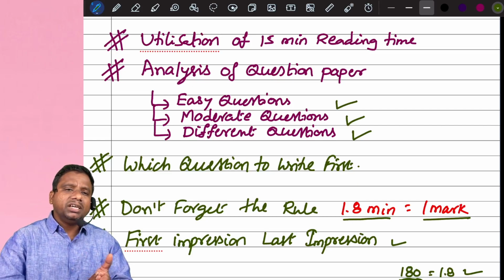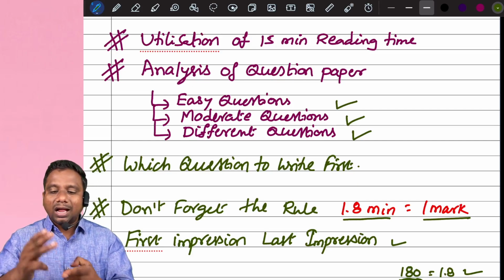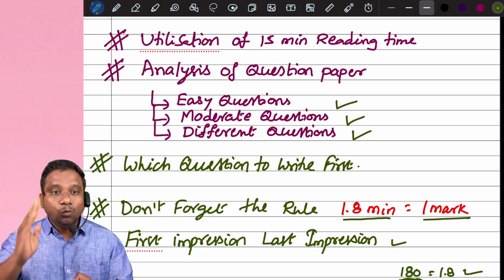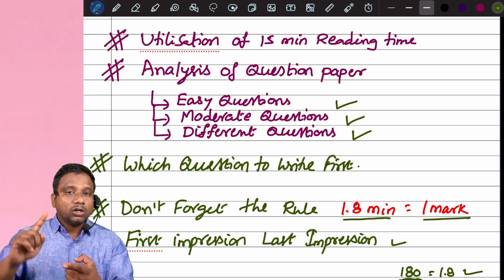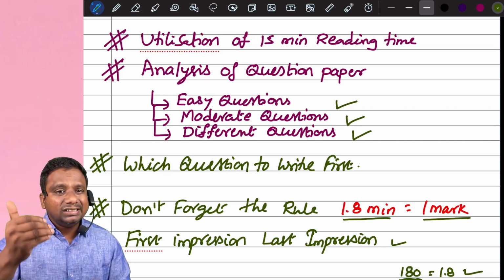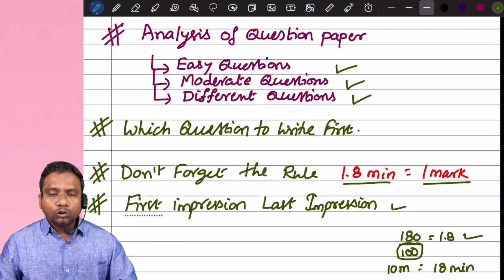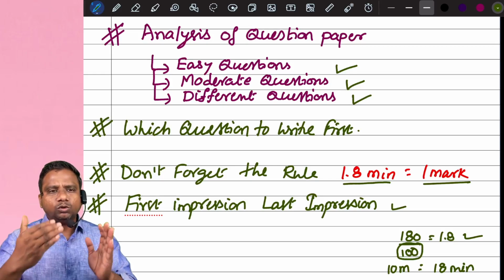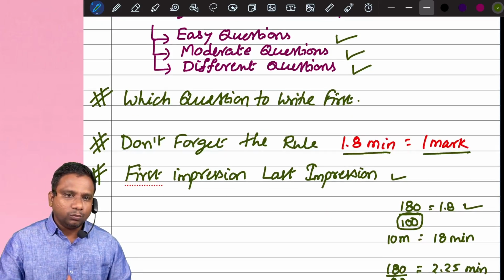So during this 15 minutes, what do you have to do, tell me? You have to read the question paper, understand it, and make a blueprint of the answer in your mind. Identify the questions as easy, moderate, and different. Always try to solve easy questions first, then moderate questions, then different questions. Also choose which question you will write first. The first question, you have to write the best question. And don't forget this time rule also, the time thumb rule.